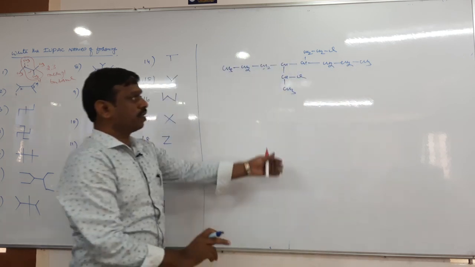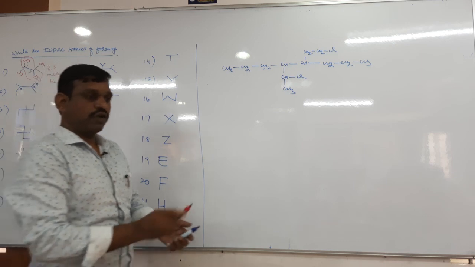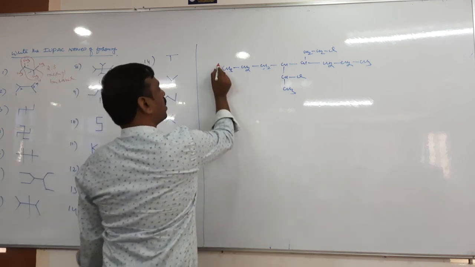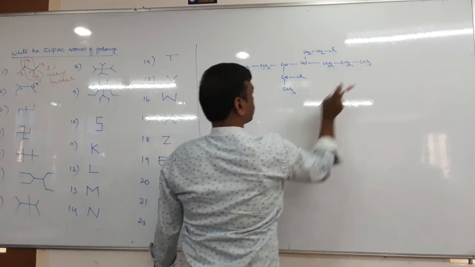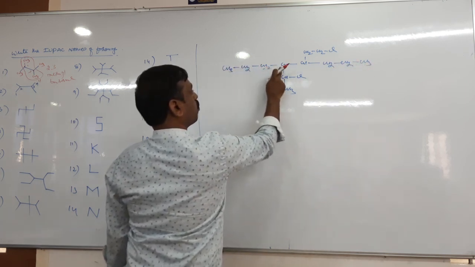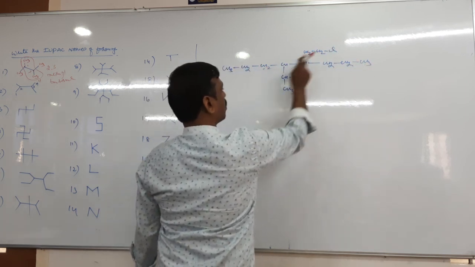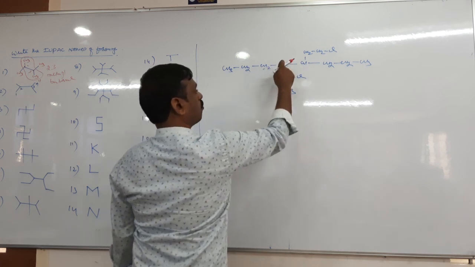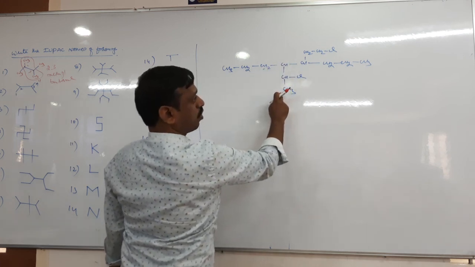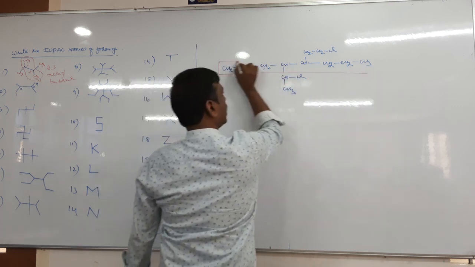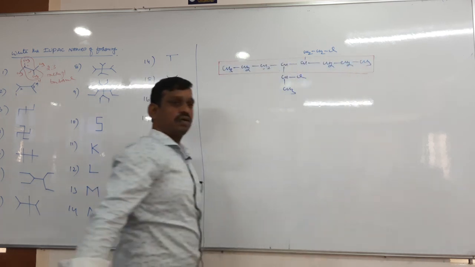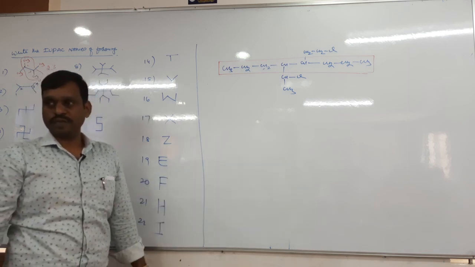Now tell me, listen, you tell me first which is the parent chain. 1, 2, 3, 4, 5, 6, 7, 8. 1, 2, 3, 4, 5, 6, 7 only. 1, 2, 3, 4, 5, 6. Okay, not. It means the chain having 8 carbon atoms is the parent chain, the longest chain.